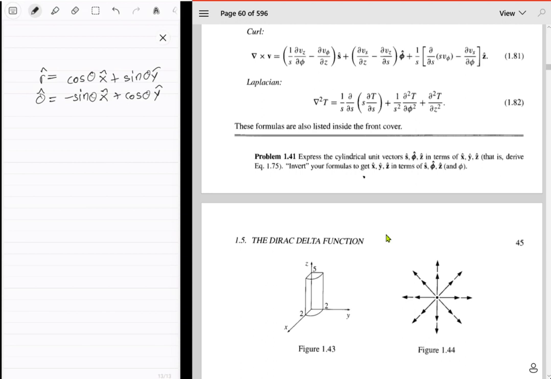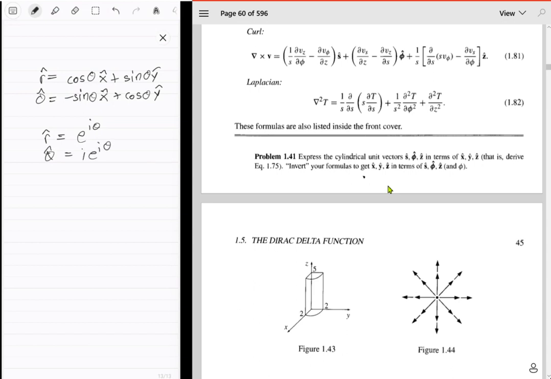Invert your formulas to get x hat, y hat. Are you serious? Okay, at least this one is doable. Wait, I think that's not what we should be doing. Right, do it like this. R hat is equal to, this looks weird, but trust me, I know what I'm doing. I'm using complex numbers for this. r hat is e to the power i theta, and theta hat is equal to i e to the power i theta.